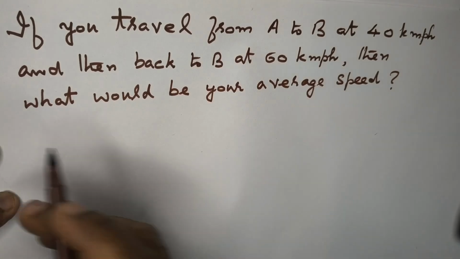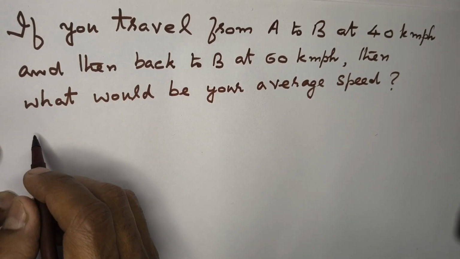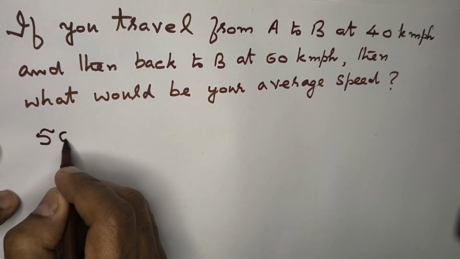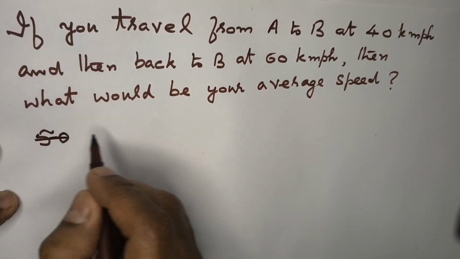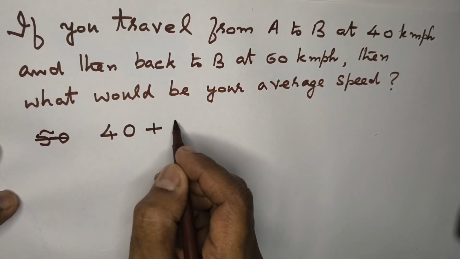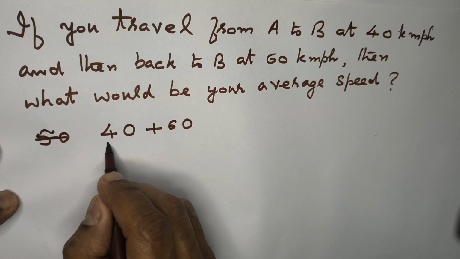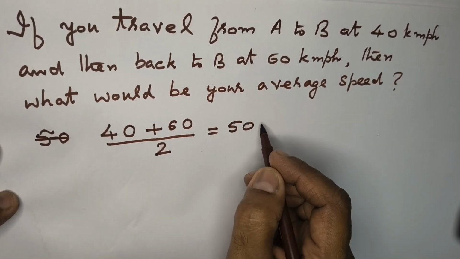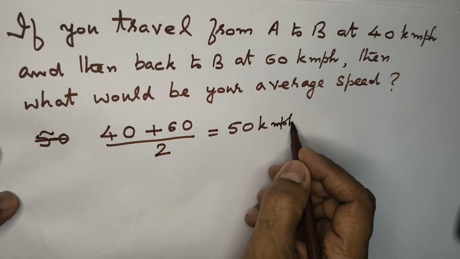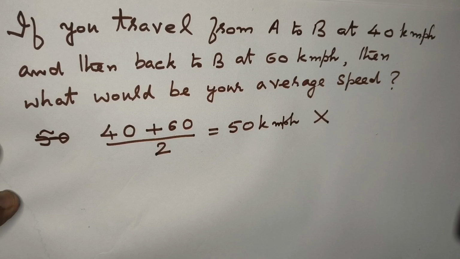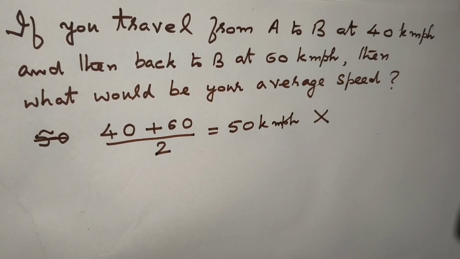This is the first answer most people think of. To find out the average speed, they just sum up the two speeds and then divide it by 2, which is 50 kilometer per hour. This is wrong. There is a point I want to clarify right at the outset because this is the answer most people would come up with. Now, what is the right answer?